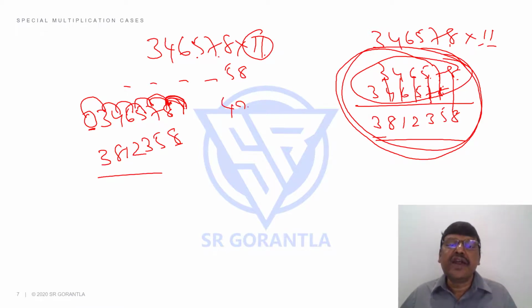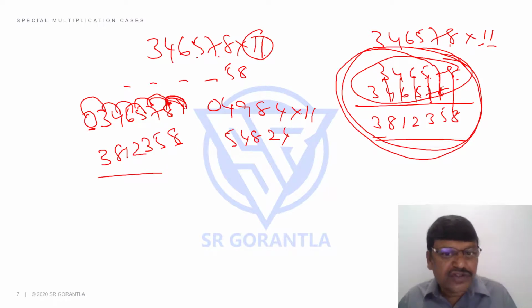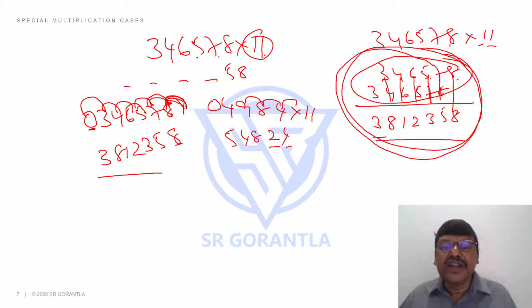Come on. 4984 into 11 means what you should do. If you put 0 here, you should say non-stop 4, 12, 8, 4, 5. Done. This fast you can do. 4, 8 plus 4, 12, 1 carried. 17 plus 1, 18, 1 carried. 13 plus 1, 14, 1 carried. 0 plus 4 plus 1, 5.